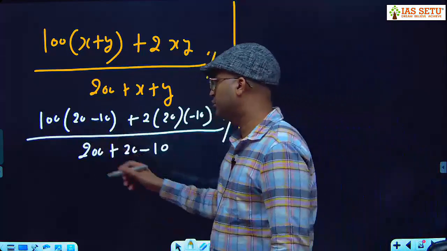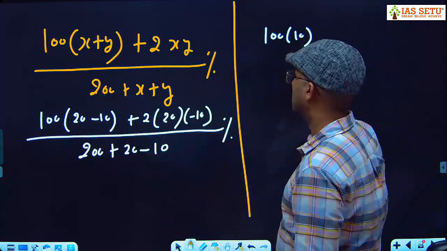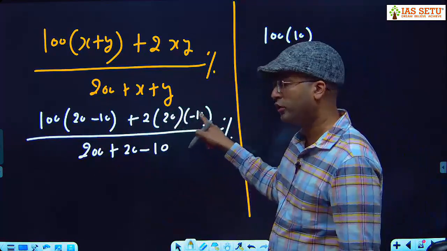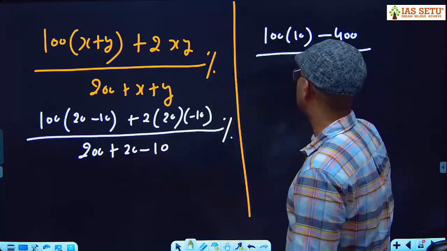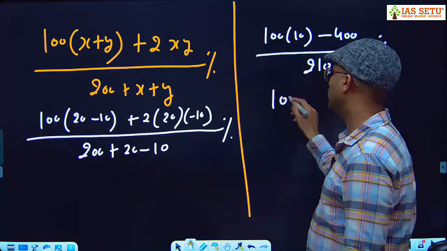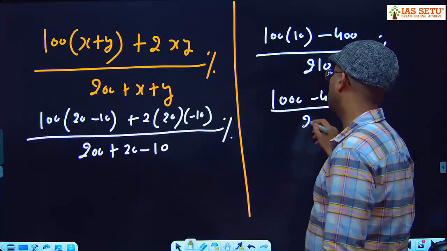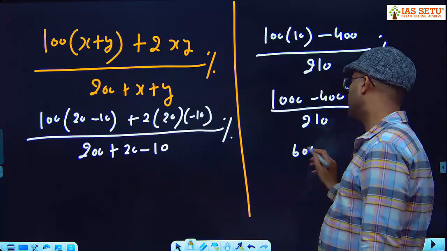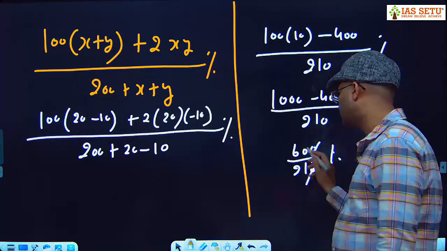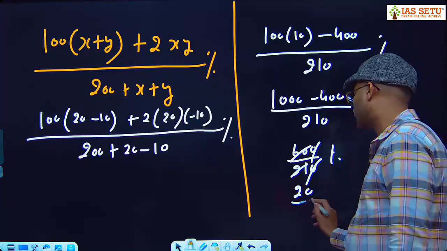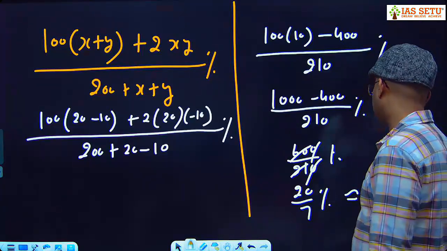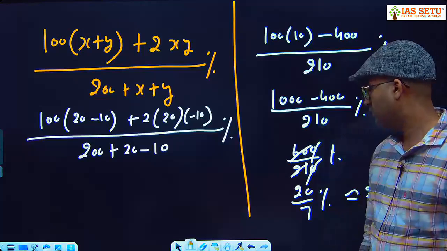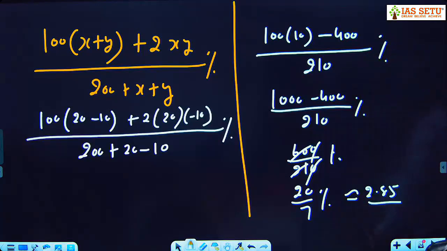So it will be 100 into 10, 1000. 20 times 20 is 40, 40 into 10, 400, plus minus minus, upon 220 minus 10, 210 percent. So it will be 1000 minus 400 upon 210 percent. It will be 600 upon 210. 10 cancels. Divide by 3. 20 by 7 percent. It will come to 2.85, approximately. Positive value means profit. So overall there will be a profit. How much profit? 2.85%.